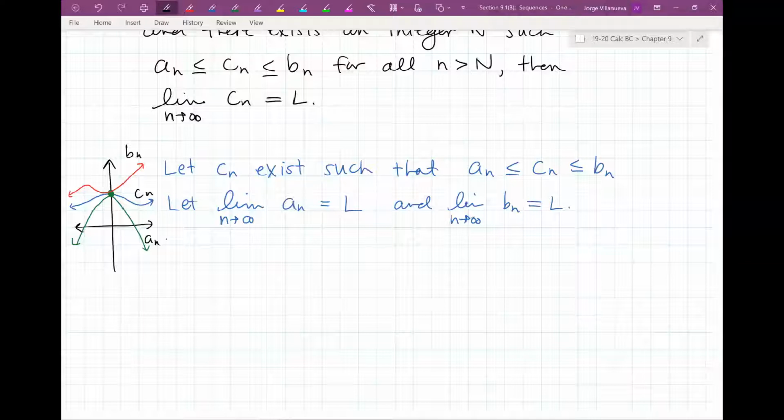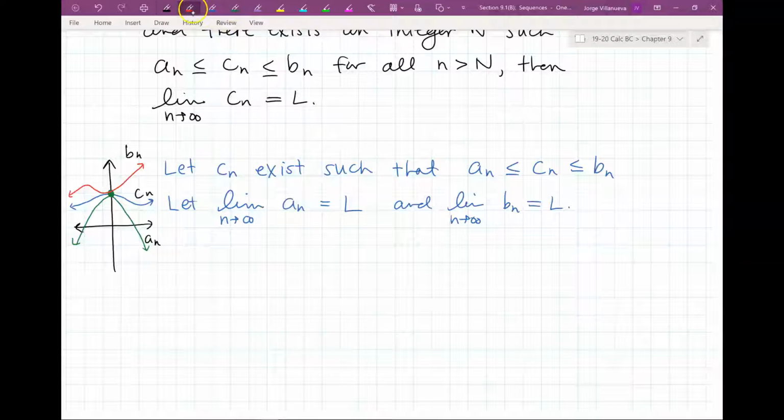Okay, and let's assume that their limits go to L. Now the picture doesn't show that, but the picture is just so you can understand the inequality. But let's assume that their limits go to infinity. Okay?